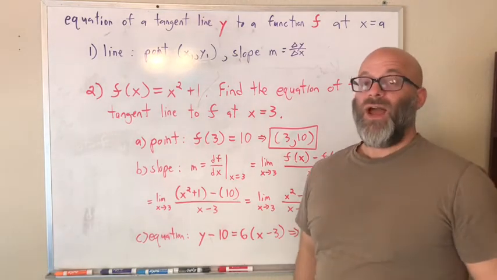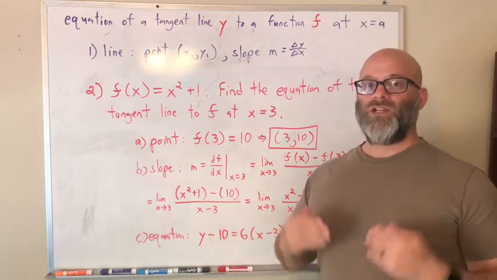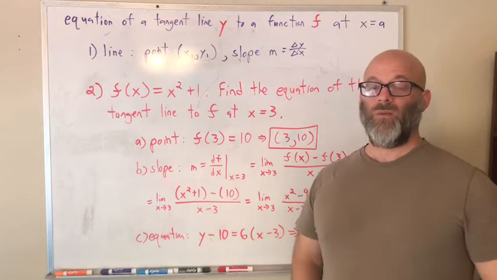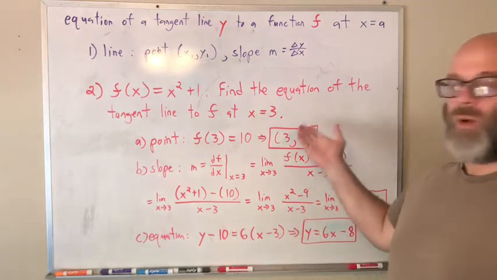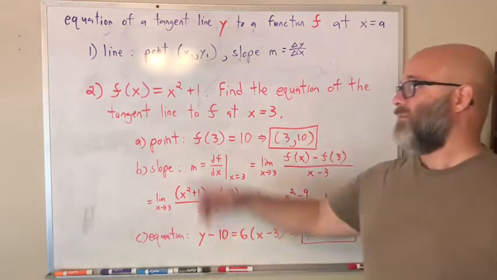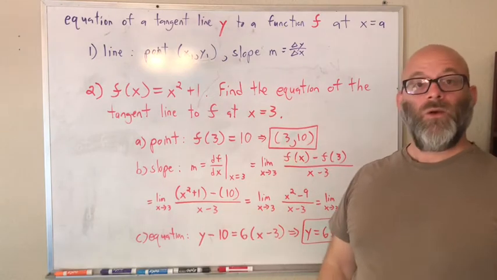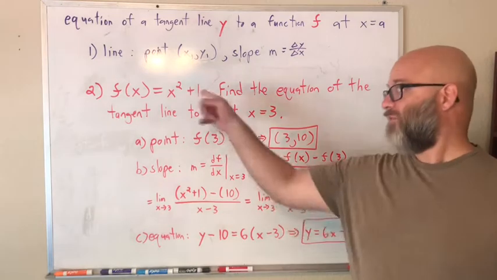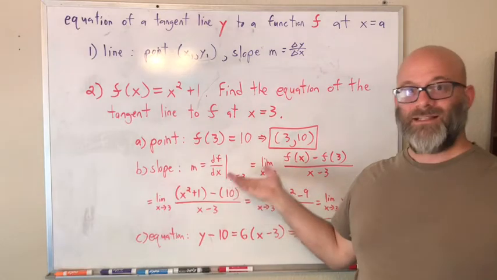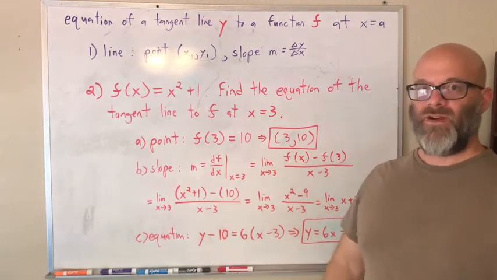All right, folks, you have to be able to get the equation of a tangent line to a function. The way you're going to do that: get a point and a slope. Where's the point going to come from? Right from the f function. Where's the slope going to come from? From f prime, from df/dx at x equals 3, a derivative at a point.